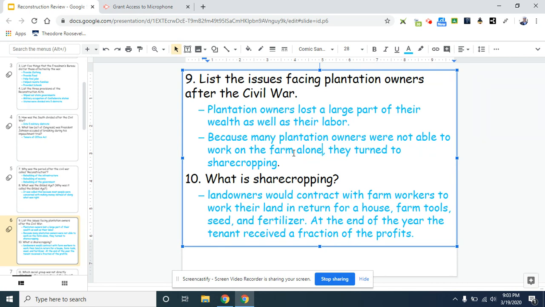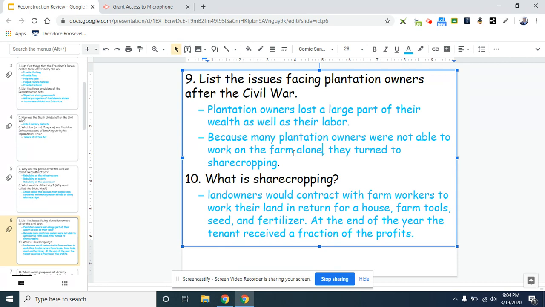It's not that these people are ignorant. Now, some of the plantation owners could have been ignorant, but you would still have had like a taskmaster, some sort of a manager that would know how to do this. But you just don't have any labor anymore, right? So they turned to sharecropping.